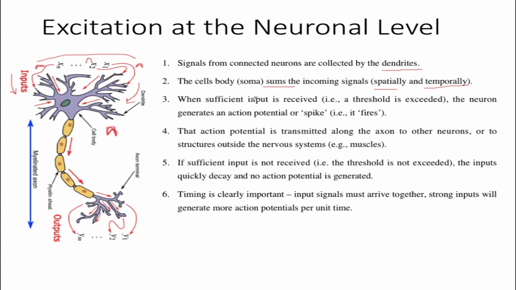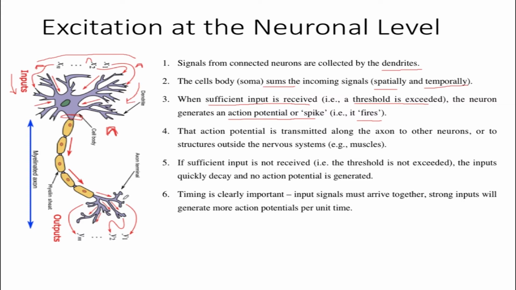Now, when sufficient input is received, there is a threshold. Nowadays people have discovered that there is not a fixed threshold, but a threshold band. Whenever the threshold around that region is exceeded, only then will the neuron generate an action potential or spike. This is also called the firing of the neuron. It will happen around this area. This is where the firing of the neuron starts, and then that action potential starts to travel. The action potential is then transmitted along the axon.